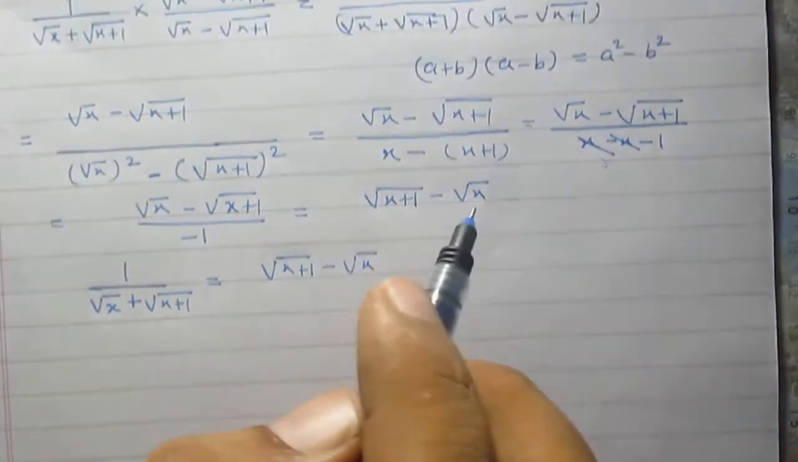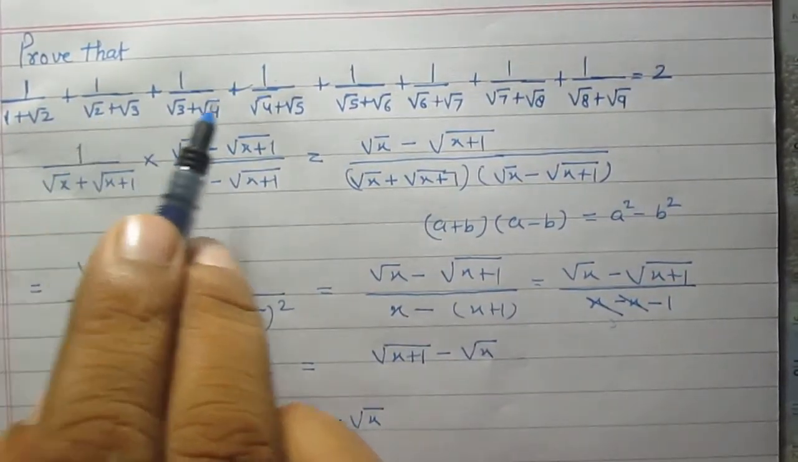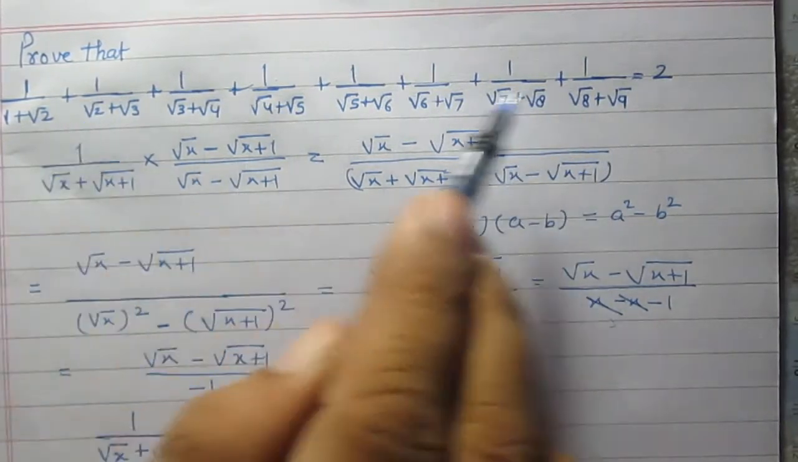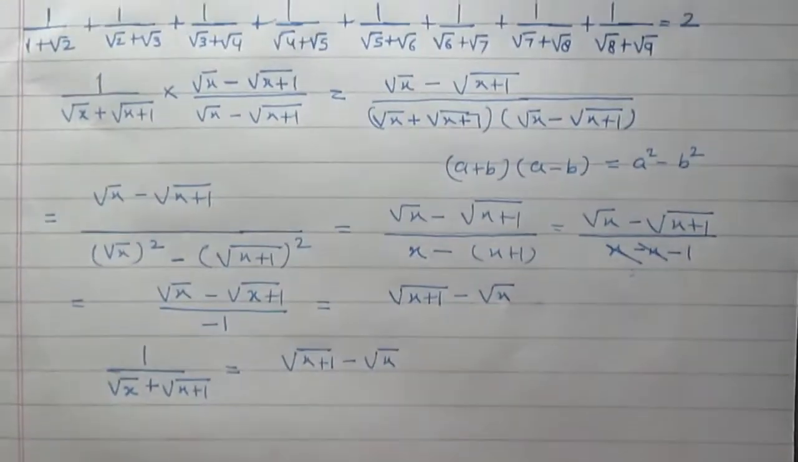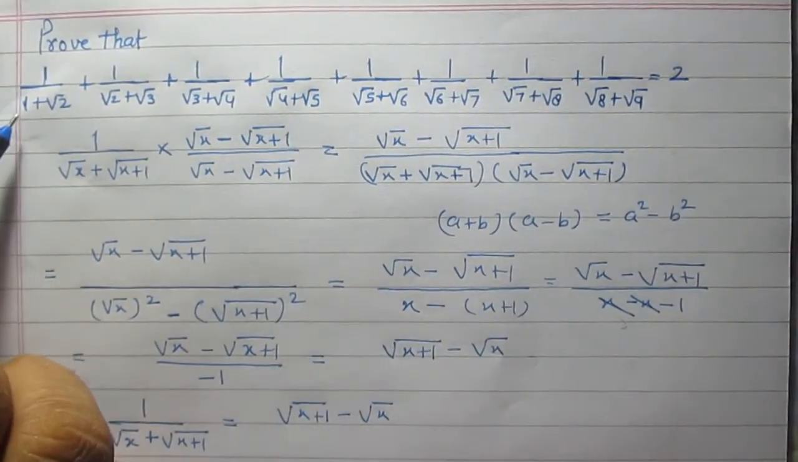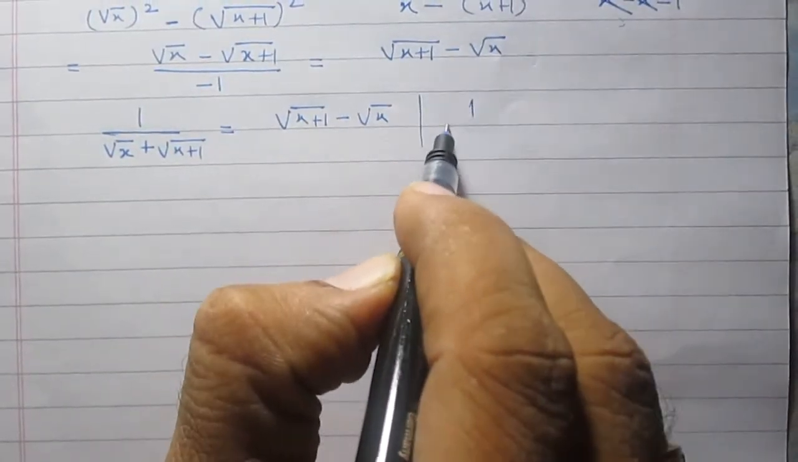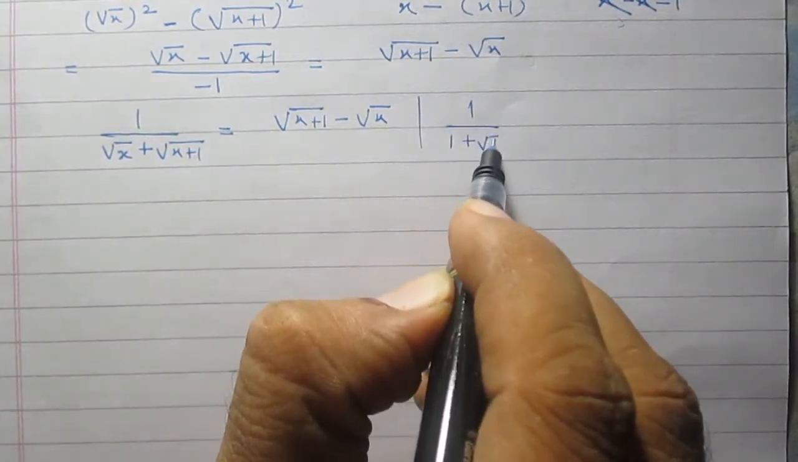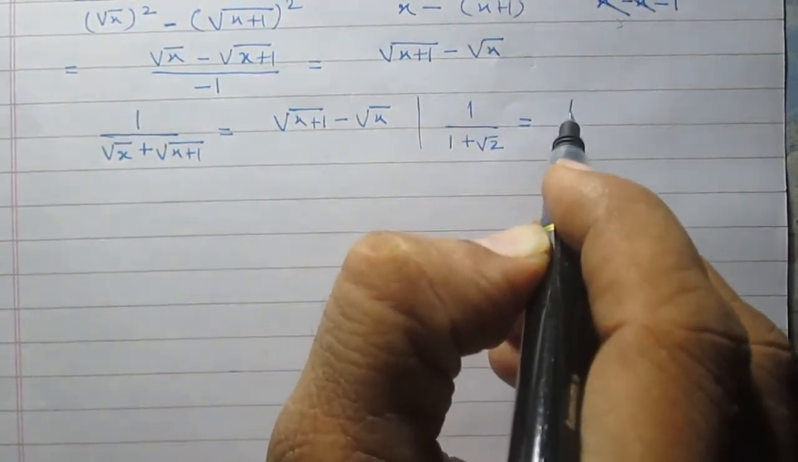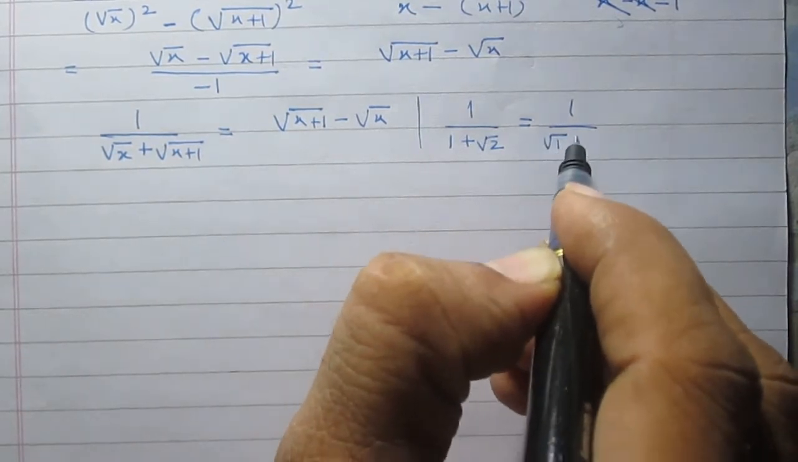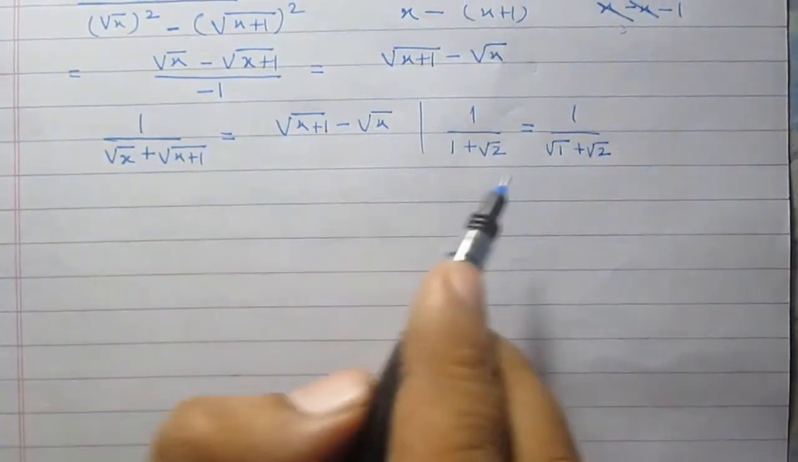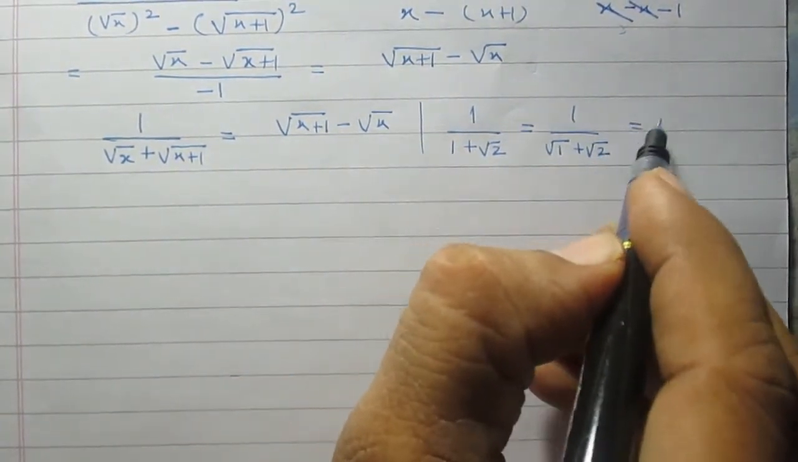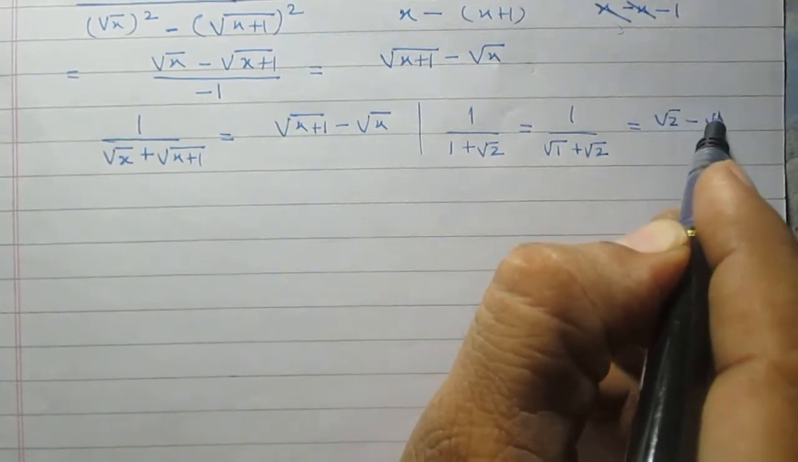Using this relation, we can find the values of all terms in the left hand side of given relation. For example, we can say value of 1 upon 1 plus square root 2. Consider this. It is 1 upon 1 plus square root of 2. We can write it as 1 upon square root of 1 plus square root of 2. So according to this relation, the value of this fraction is equal to square root of 2 minus square root of 1.